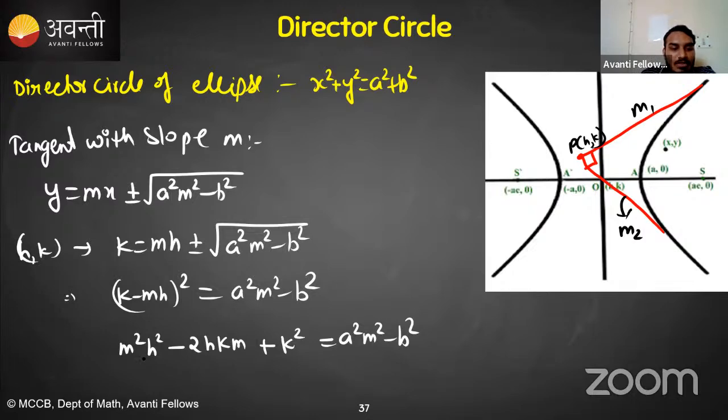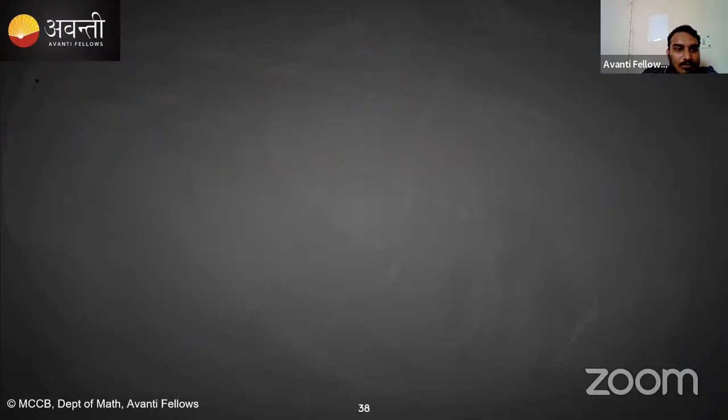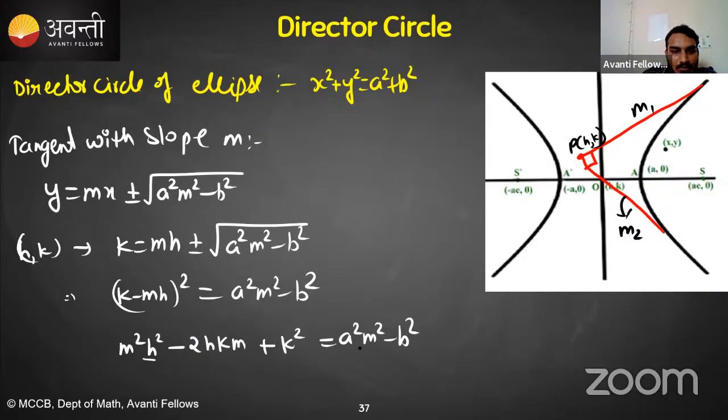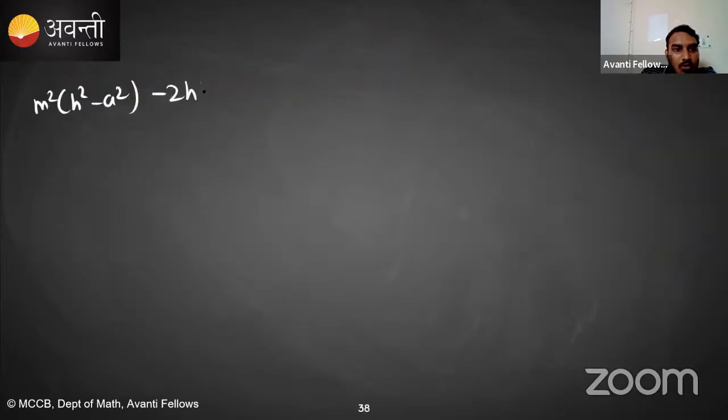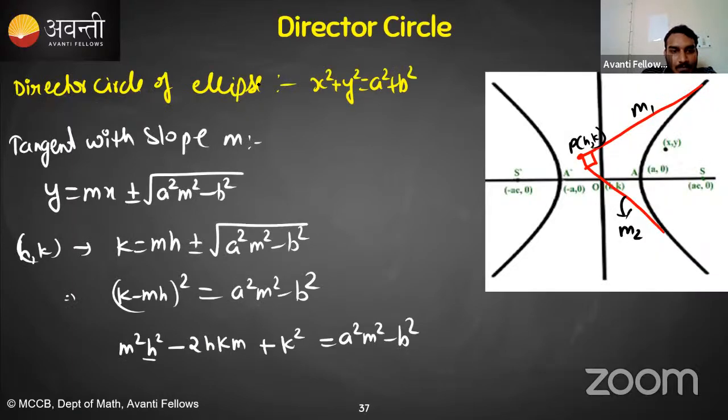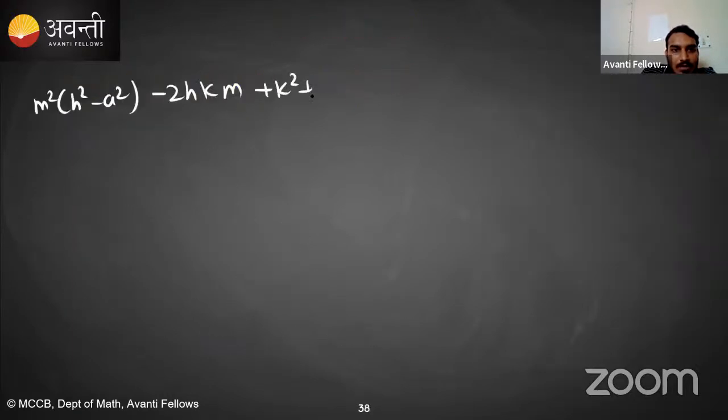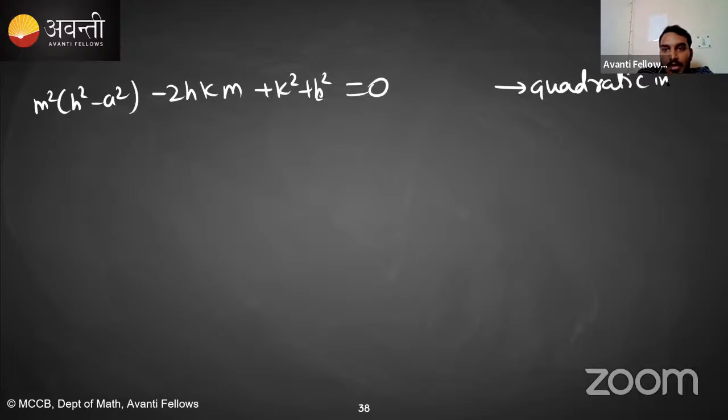So the coefficient of m square is h square minus a square, and then minus 2hk m plus k square plus b square is equal to 0. So this is quadratic in m. Quadratic in m, so it should have two roots, m1 and m2, right?